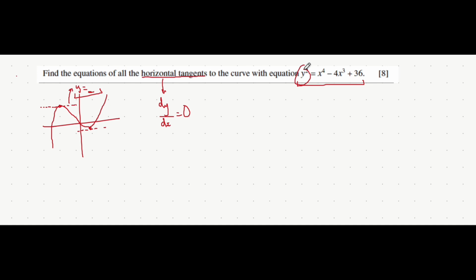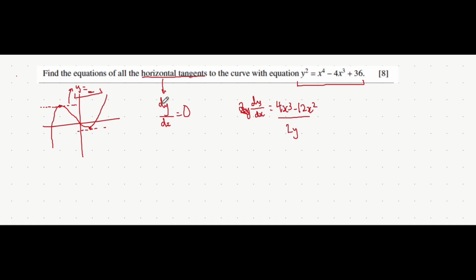Now, when you differentiate y squared with respect to x, that's implicit differentiation. So you differentiate it as you normally would, but then you have to remember to multiply dy/dx onto it. If you haven't done implicit differentiation, just let me know in the comments and I'll make a video about it. Differentiating each of the other terms, x to the power of 4 differentiates to 4x cubed, minus 4x cubed differentiates to minus 12x squared, and 36 differentiates to 0 because it's a constant. Dividing both sides by 2y to get dy/dx, we get that it is equal to all of this.